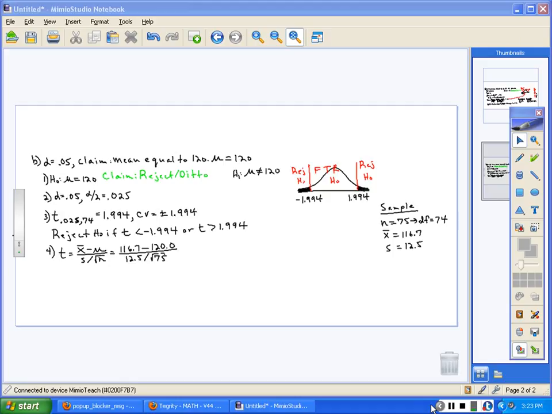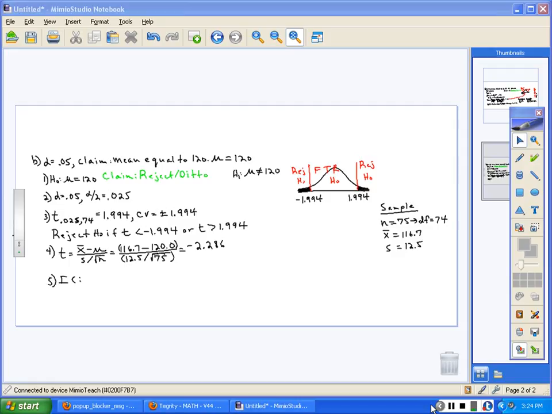Okay, I'll go over this again. And on this one, again, you want to do the calculation in one step. So you're going to put parentheses around the numerator and parentheses around the denominator. So parentheses 116.7 minus 120, close parentheses, divided by new parentheses 12.5 divided by square root 75. And that should come out to be negative 2.286.